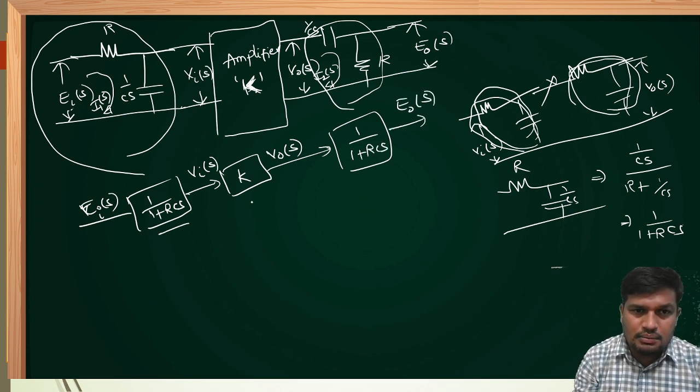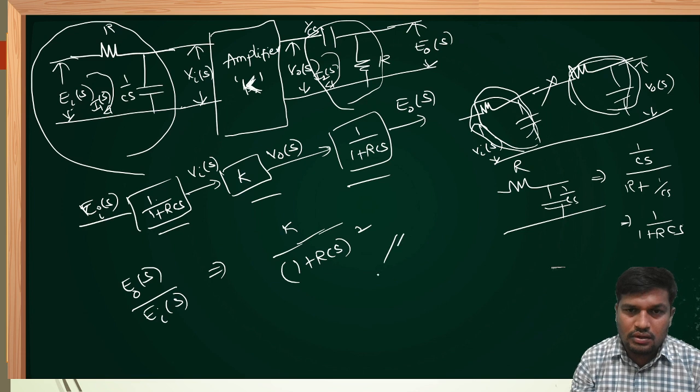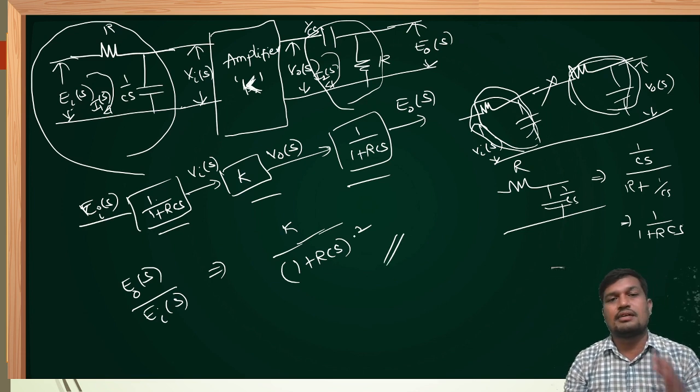Now all these three blocks are in cascade. Whenever the three blocks are in cascade, the overall transfer function E naught of S upon Ei of S is multiplying all the blocks: 1 into K into 1 will be K upon (1 plus RCs) whole square. This is the overall transfer function of this kind of circuit.